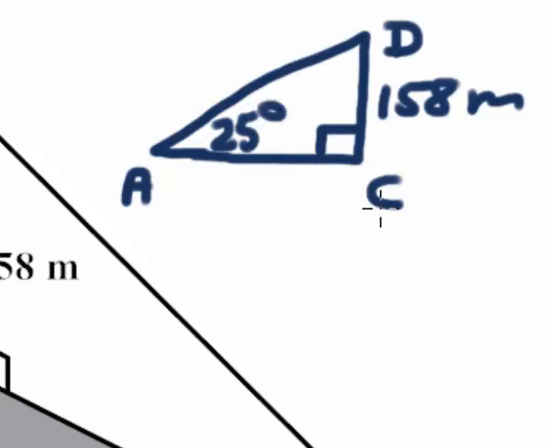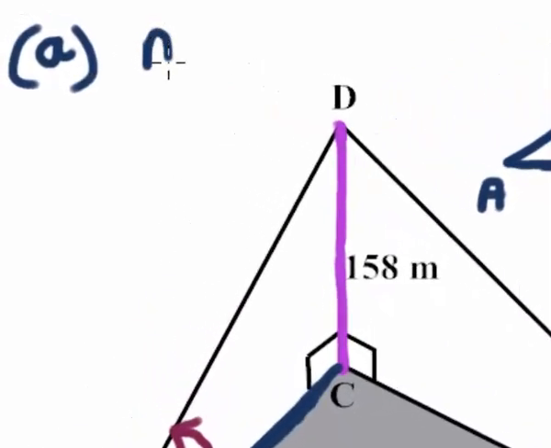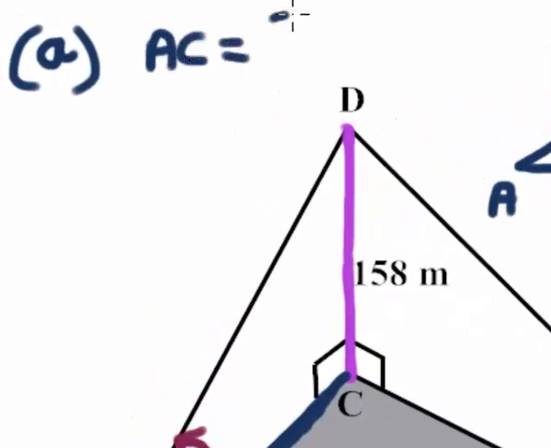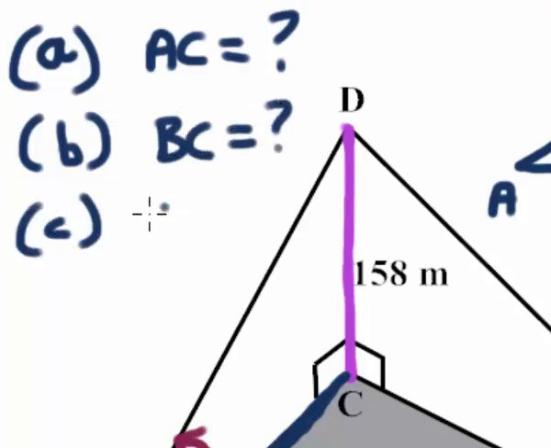Okay, now the first thing I want you to do is calculate. There are two parts to this example. We want to calculate the length of AC. What is the length of AC? Then I want you to calculate the length of BC. What would be BC? And then I want you to calculate what is angle theta.